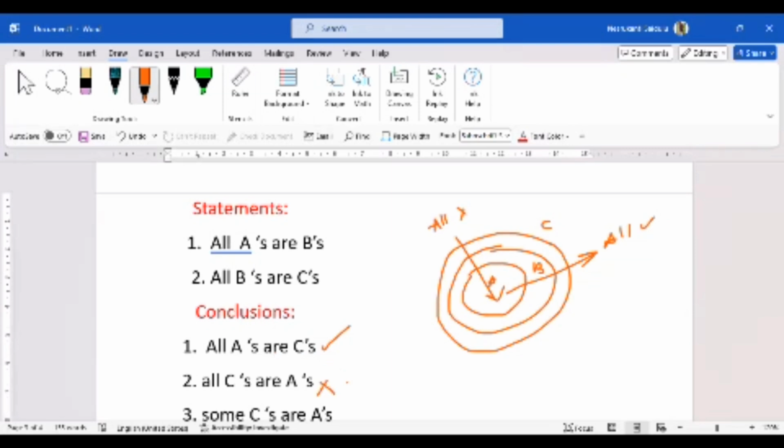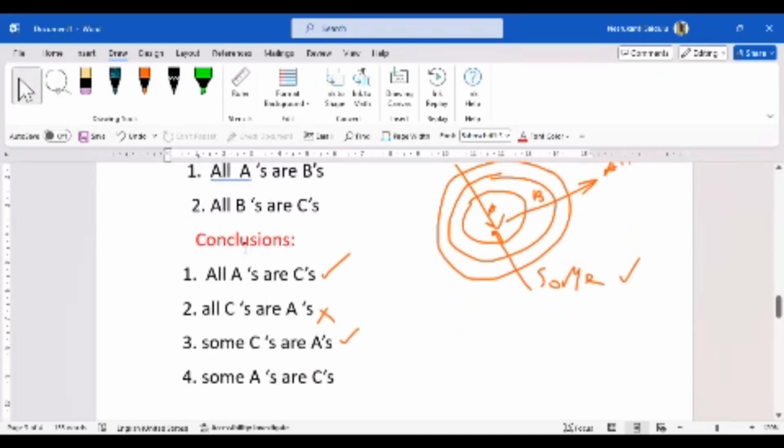Next, third one. Some C's are A's. From outer circle to inner circle, "some" is true. All is false, but some is true, right? When you go from outer circle to inner circle, all is false, but some is true. So this third conclusion is right.